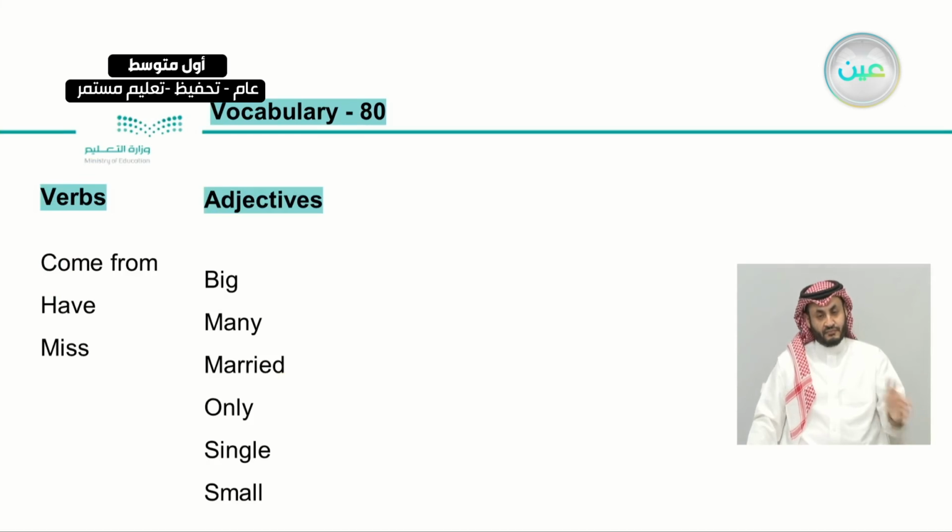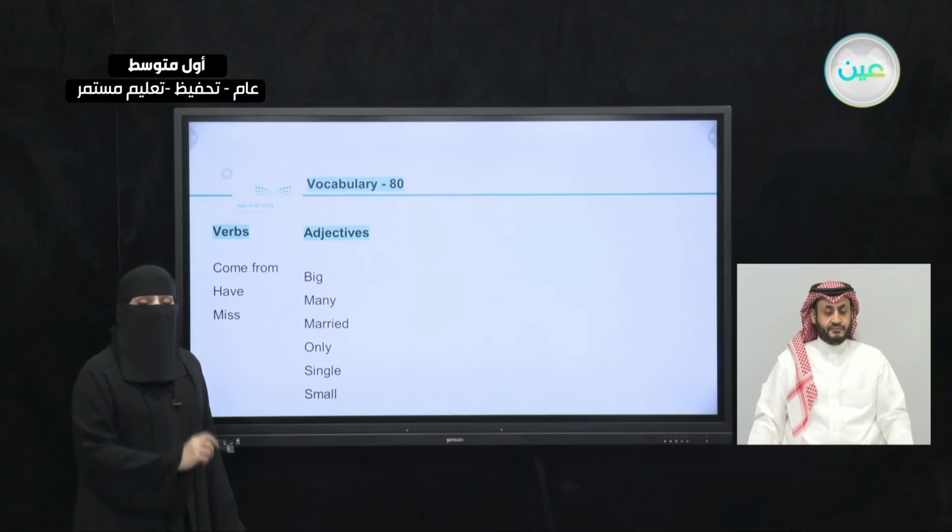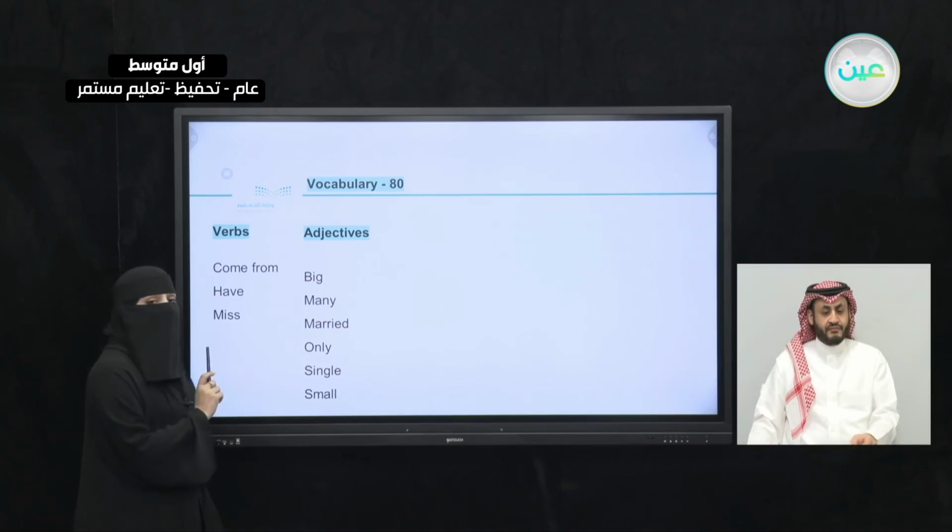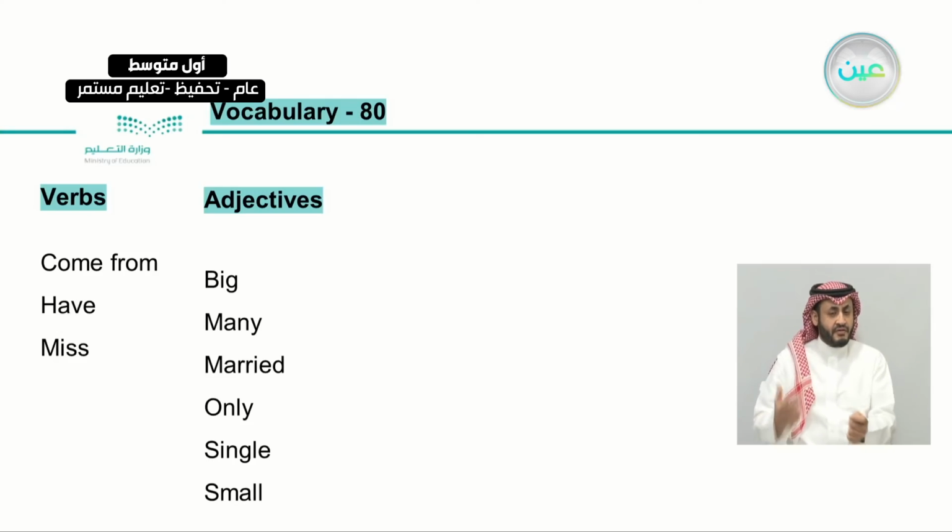Let's go to the next part. We have been learning verbs and adjectives such as come from, have, miss, adjectives such as big, many, married, only, single, small. Okay, my thinkers, boys and girls, try to write me up to 3 sentences. You can always pause the video and write 3 sentences using verbs and adjectives. Take your time, and once you're done, you can come back to the video.